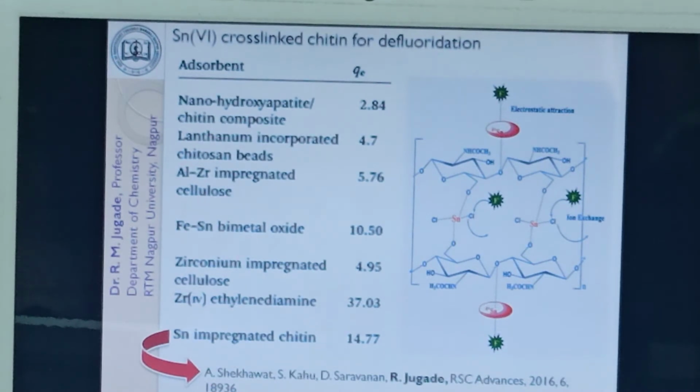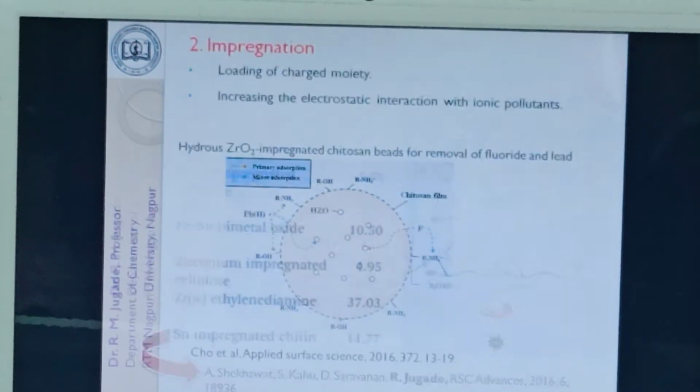Another cross-linked material: we have used chitin-based material cross-linked with stannic ions and converted it into stannic cross-linked chitosan, Sn4+ cross-linked chitosan, for defluoridation application. And we have seen that the Sn-impregnated, cross-linked chitosan gives a very good defluoridation capacity of 14.77 milligrams per gram, as compared to the native chitosan, which is about 2.84 milligrams per gram.